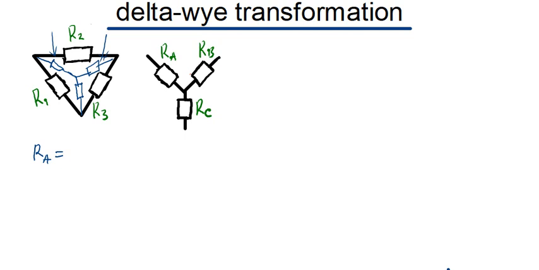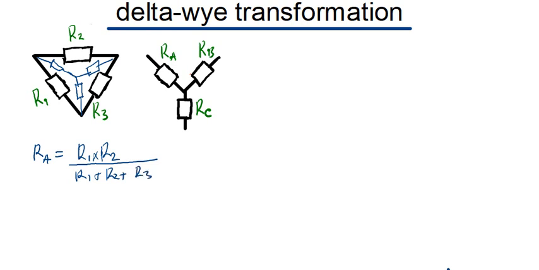We have our RB and our RC there. What you observe is that your RA is in between R1 and R2. So for you to write the formula to find your RA, you're going to say your RA is equal to your R1 multiplied by your R2, and that will be divided by the sum of all the resistances, which is your R1 plus your R2 plus your R3.